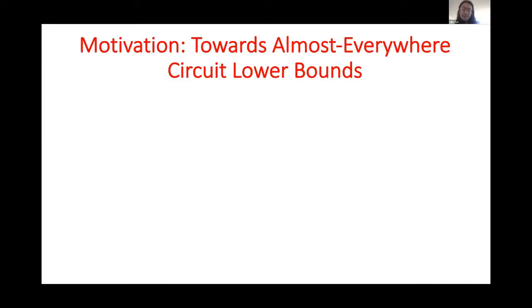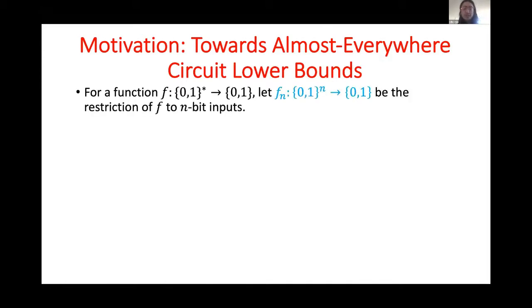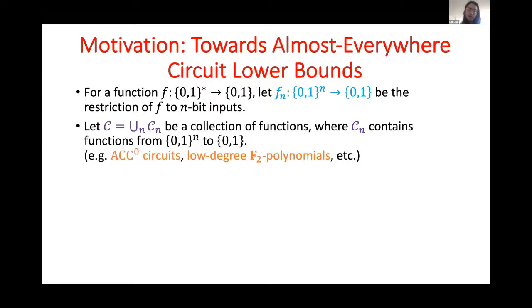So first, let me give you some motivation on why we want to study almost everywhere circuit lower bounds. For a function f from Boolean strings to 0 and 1, we use f sub n to denote the restriction of f to n-bit inputs. Also, for C a collection of functions, we use C sub n to denote the restriction of C to n-bit functions. For example, C could be AC0 circuits, or low degree F2 polynomials, etc.